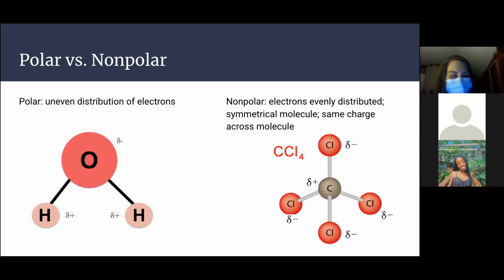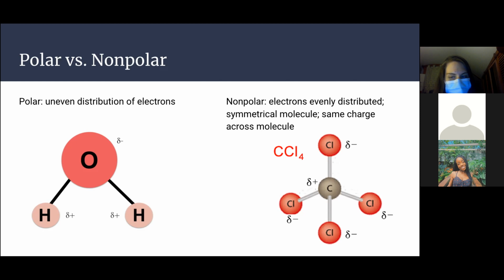You can see in the example down here that we have water, and water is considered to be polar because there's an uneven distribution of electrons, since oxygen is highly electronegative, and highly electronegative atoms are greedy and they want to take all the electrons. So you see that the oxygen has a partial negative charge on it.